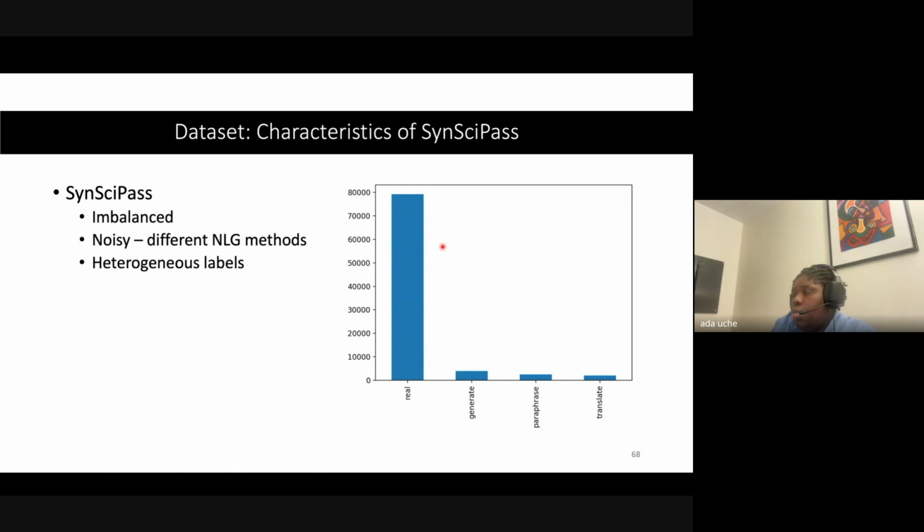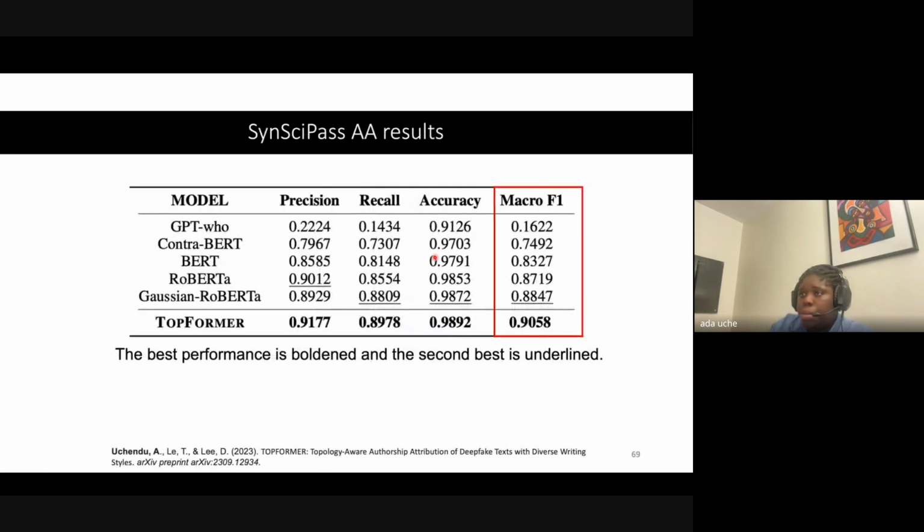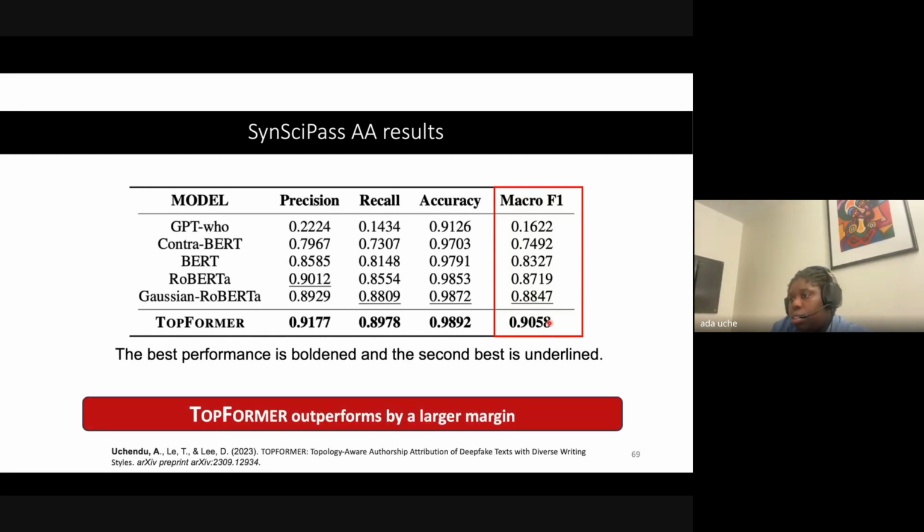And then we evaluated the model on an imbalanced noisy data set. As you can see, this is all the human labels, and these are the deepfake text. So, imbalanced. And we see that Roberta is achieving a pretty good F1 score, but we can see that TopFormer, which is the name of the TDA based model that we propose, improves by almost 4%. So TopFormer outperforms by a larger margin.